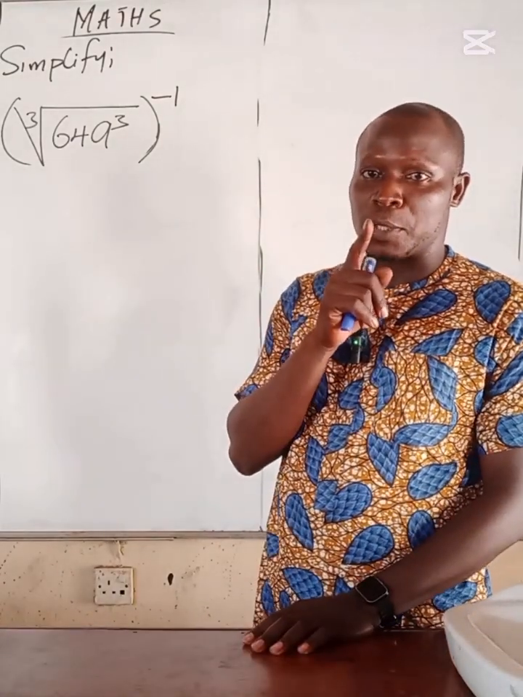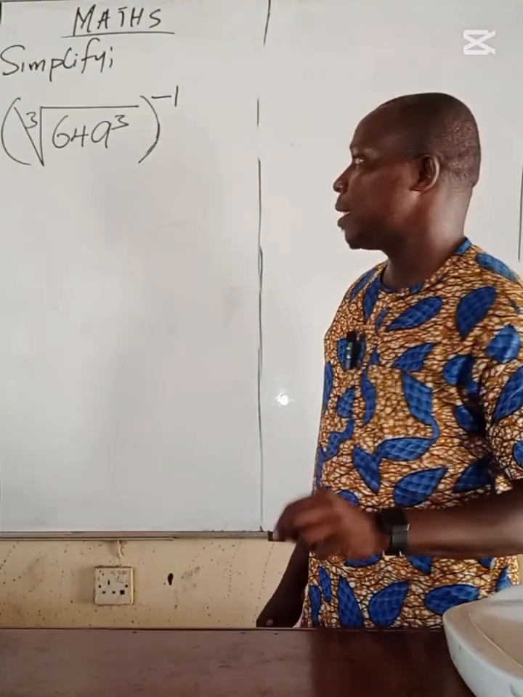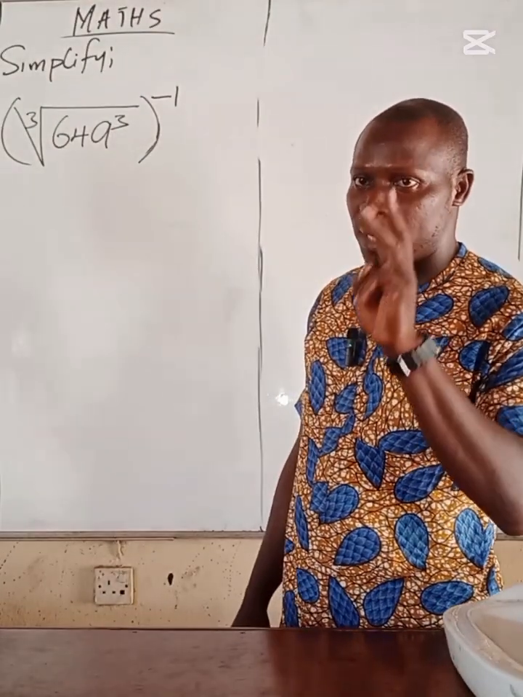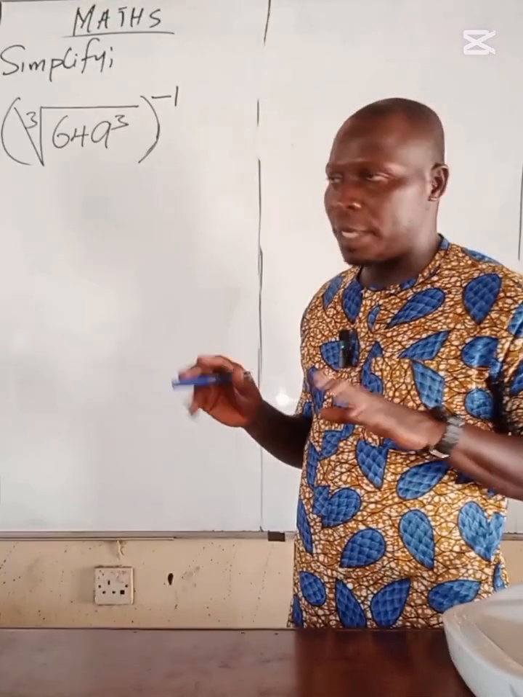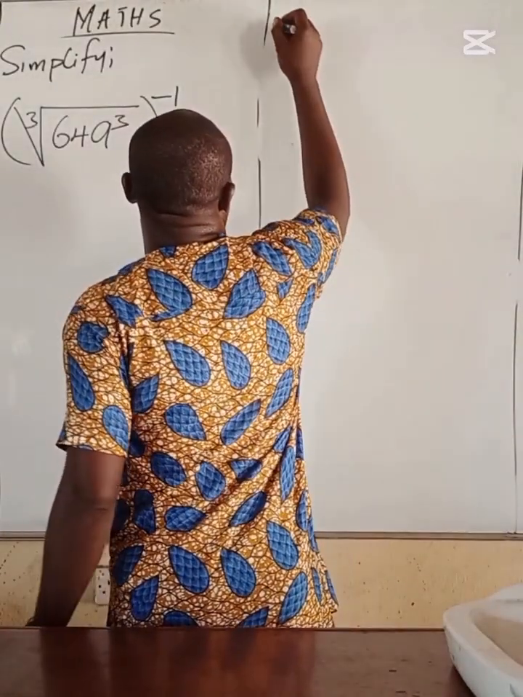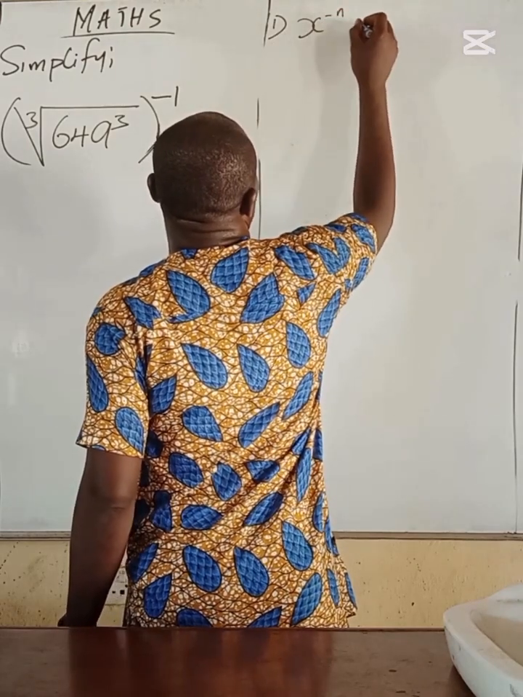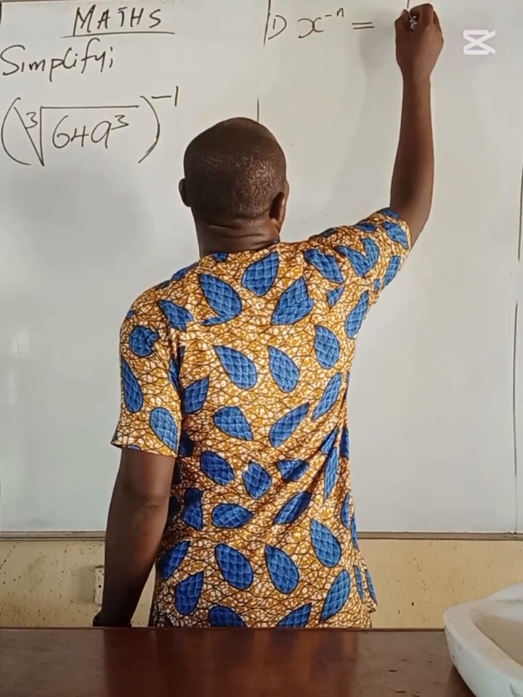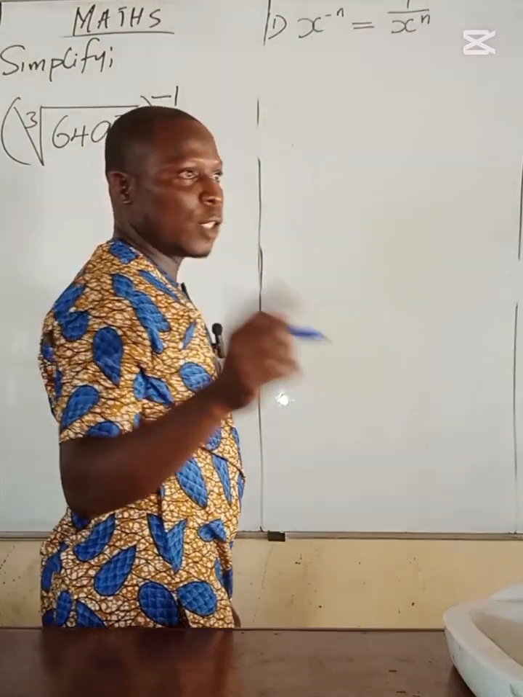But before we'll be able to solve this problem, there are things you need to know, and that is the laws of indices. So we are going to establish just about 3 of them, and with these 3 laws, we'll be able to solve this problem simply. Now, the first law says if we have x raised to power minus n, this is the same thing as 1 all over x raised to power n. So you take this one.